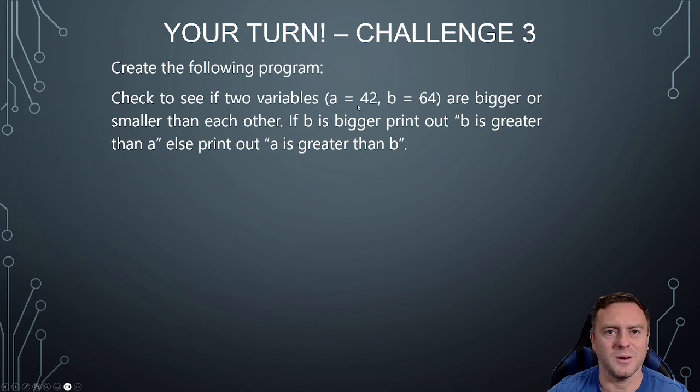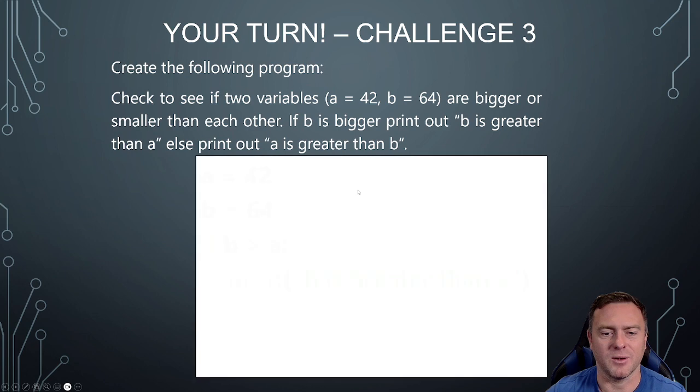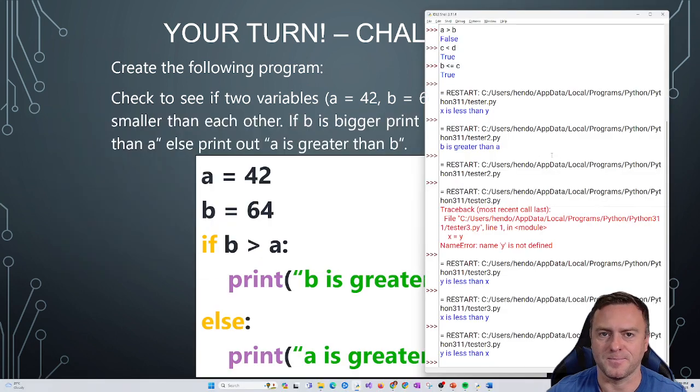So your turn, have a go at trying to build this. Check to see if the two variables, a is equal to 42 and b is equal to 64, are bigger or smaller than each other. If b is bigger, print out b is greater than a, else print out a is greater than b. Just pause the video and have a go. Awesome, so you should have done something like this.